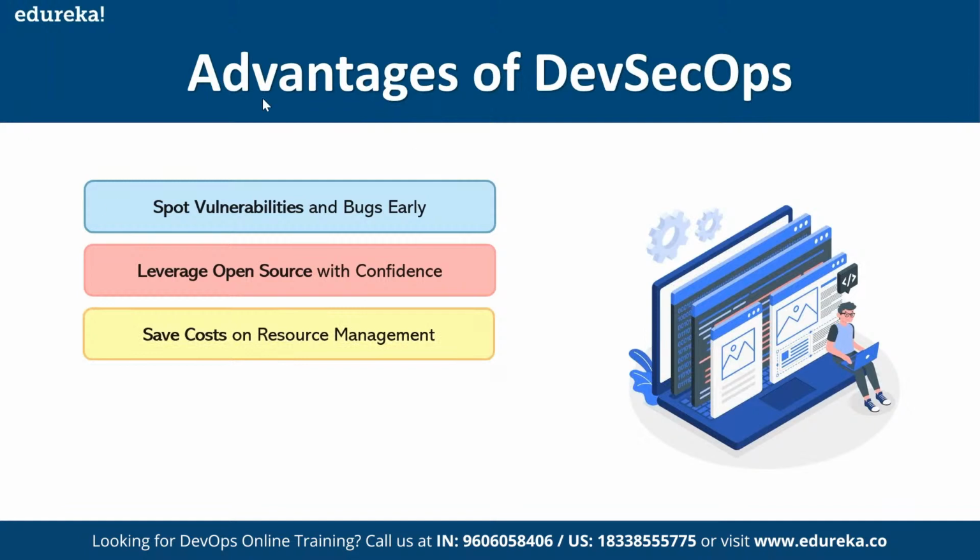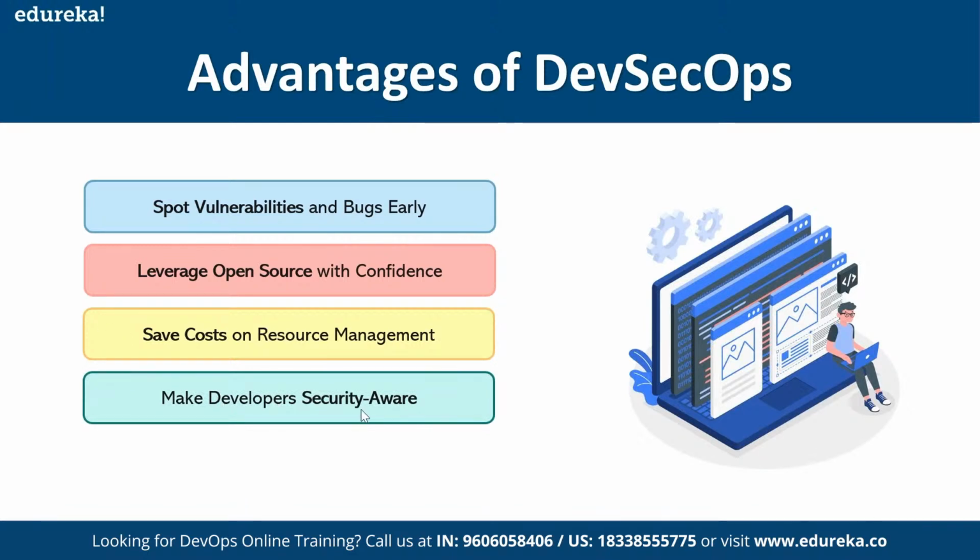Source code is required. Leverage open source with confidence, because if your open source is error free and vulnerability free, then you can leverage it confidently. Save cost on resource management. If you are detecting all the problems at the early stage of the life cycle, you are actually saving a lot of cost. Make developers security aware.